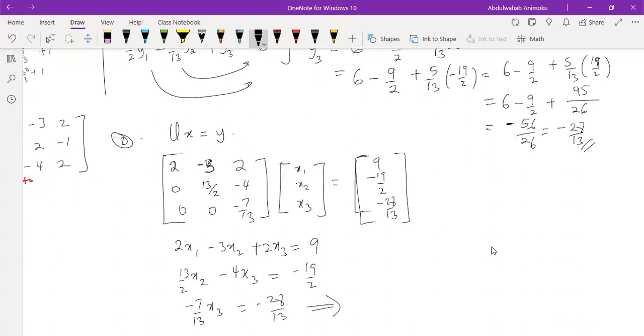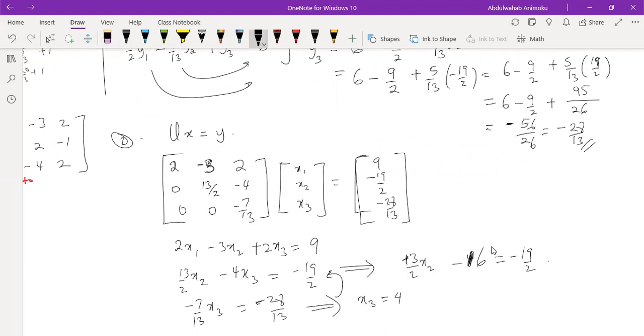Now we start from the last one. If you solve this, you can see that 13 will cancel out, and then minus 7 goes into minus 28, so this gives us x3 equal to 4. Now what happens to the next one? x3 is 4 now, so we can bring this into the next equation. Which means 13 over 2 x2 minus 4x3, which is minus 4 times 4, right? So let's just write it. That gives us 16, right? Minus 16 equal to minus 19 over 2.